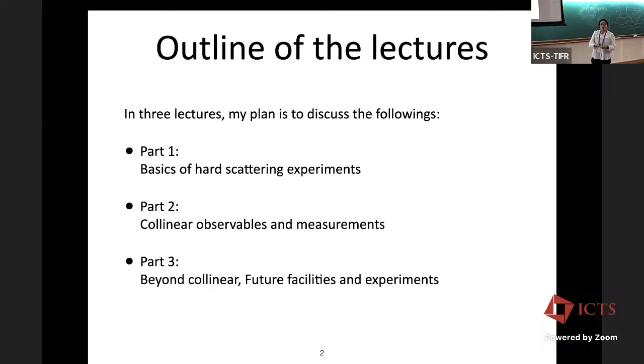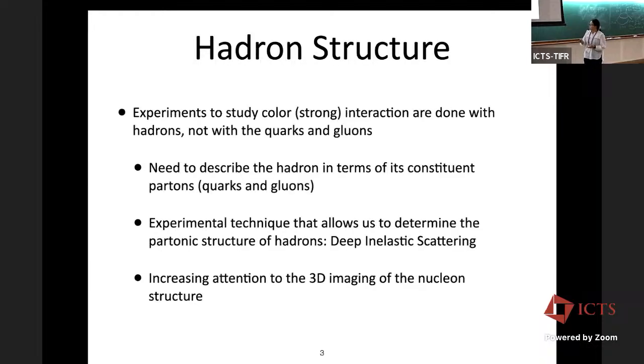But I won't go into technical details, but rather try to introduce you to the working principle of the different parts of the experiment. In the second part, which is tomorrow, I will start discussing the measurements themselves from different experiments. I will first start with the collinear observables, and then move on to the beyond-collinear observables, and then discuss a little bit more about the future facilities and experiments and so on. All right, so let's get started.